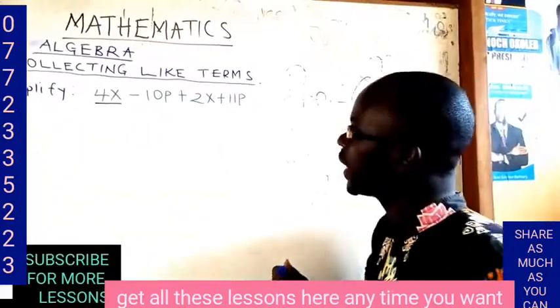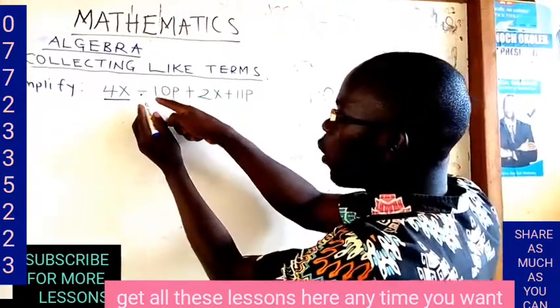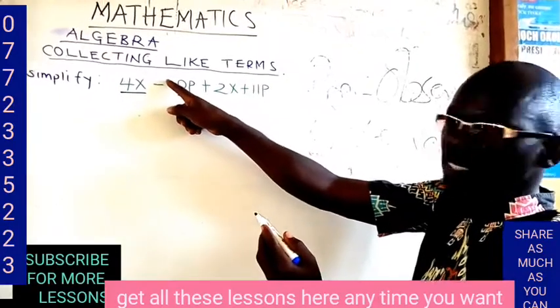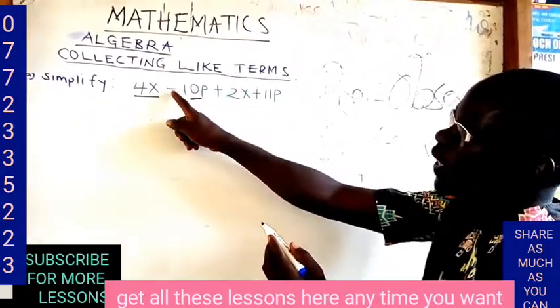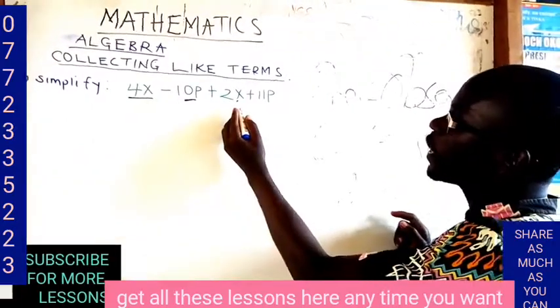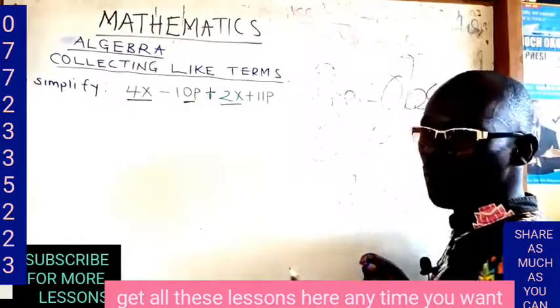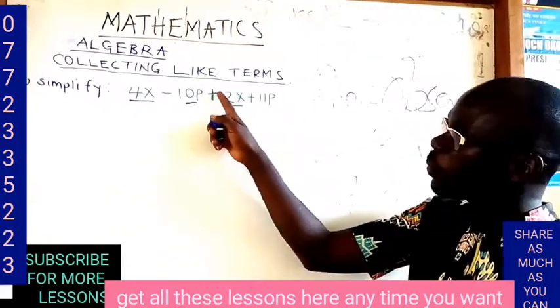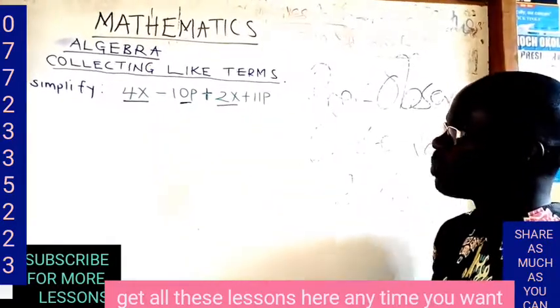Now, when we look at 10p, we shall look at the operational sign before it, which is negative. And this negative affects the term, which could be positive, it therefore becomes negative. Therefore, this 10p is a negative. Then, when you look at this 2x, the operation sign in front of it is plus. And being a term without a sign, it is positive. So a positive and a positive remains a positive. Just the same thing with 11p.